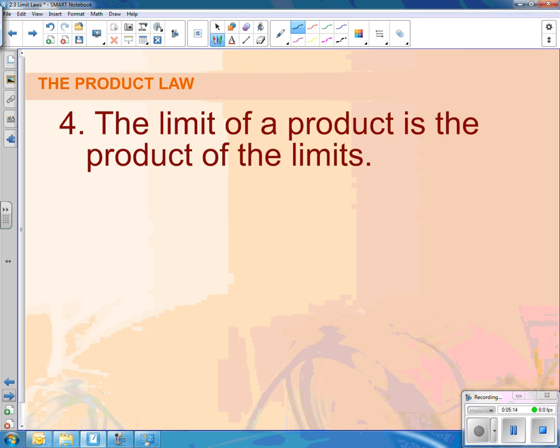Okay. The fourth limit law is the limit of a product is the product of the limits. So we're going through all of our math operations, and this one is multiplication. So we have the limit as x approaches a of f of x times g of x. Okay, we're going to keep going.